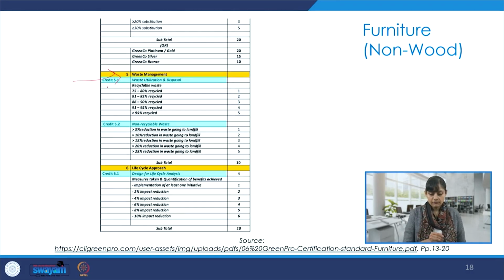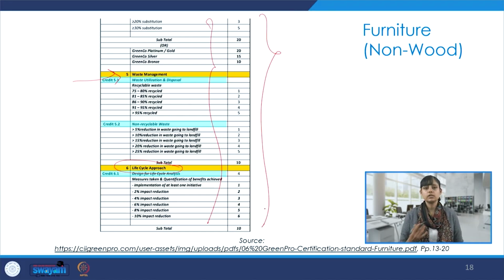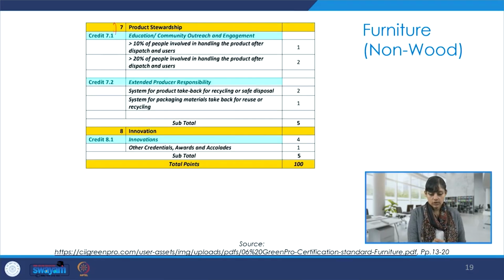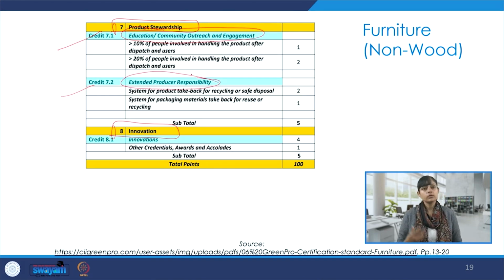There is also emphasis on waste management. The sixth important point is the life cycle approach, and there are sub-parameters and credit points associated to that. We are also talking about product stewardship and innovation, and they also have important credits. Credit 7.1 emphasizes education, community outreach, and engagement. 7.2, extended producer responsibility, and of course there is credit 8.1 which talks about innovations. So these are all very important discussions that we are having today, and it makes a total of 100 points in this entire tally.